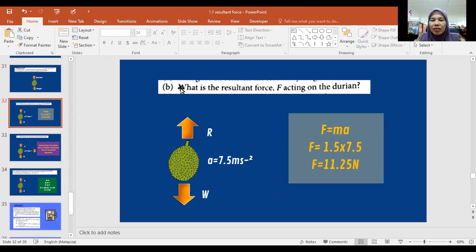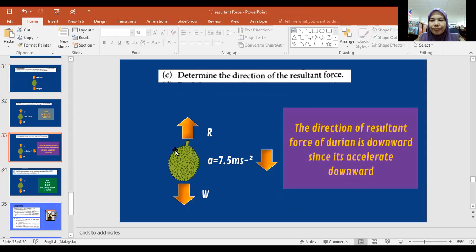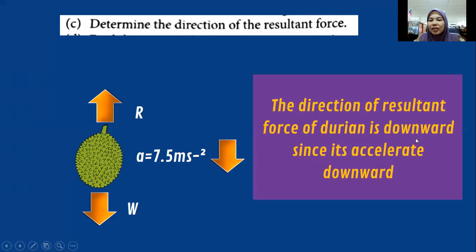Okay, next, what is the resultant force acting on the durian? Given the acceleration is equal to 7.5, F is equal to ma. The mass of the durian is 1.5, times 7.5, F is equal to 11.25. Then you get the resultant force on the durian. Determine the direction of the resultant force. The direction of the resultant force on the durian is downward since it accelerates downward.